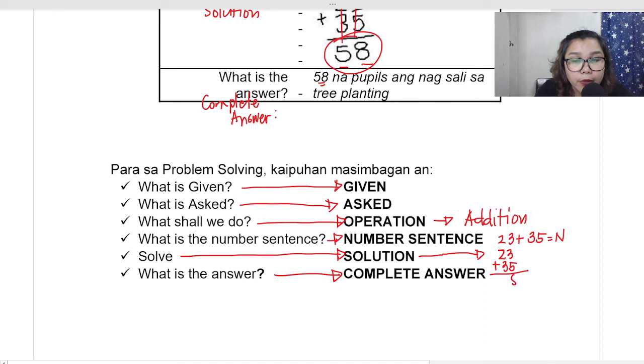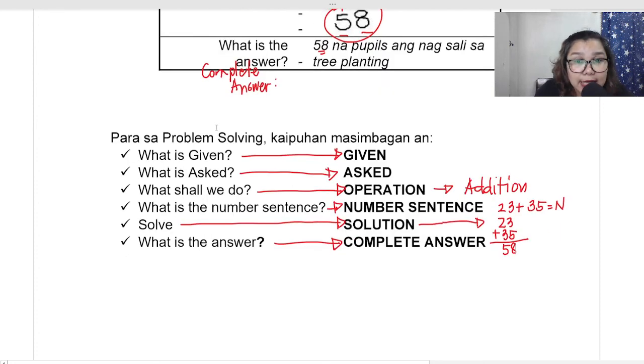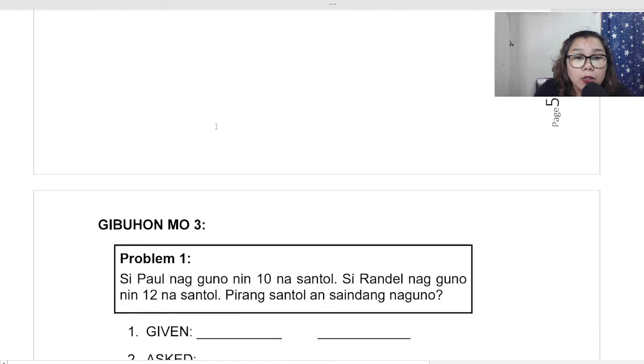So, 3 plus 5 is 8. What are the numbers under tens? 2 plus 3, it's 5. So, para you can reach a correct answer. So, simula hanggang sa pinaka-last question, you were able to give the answer. Therefore, you were able to understand the word problem and thus give a correct solution. So, that's it.